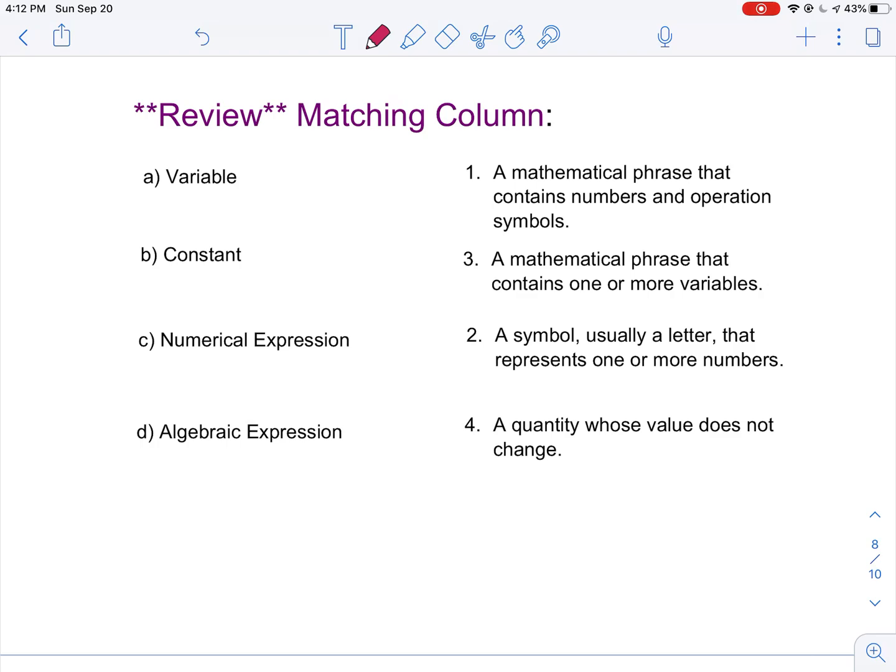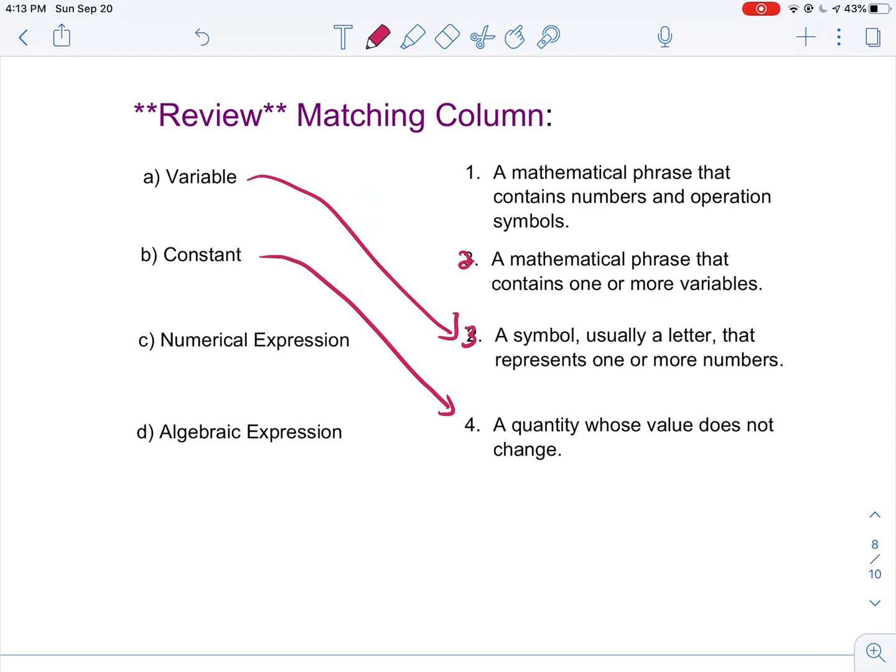Okay, so looking at our choices here, we see that a variable can be defined as a symbol, which is usually a letter that represents one or more numbers. Okay, constant. Constant, if we think of the word itself, means to stay the same. So where is constant? Well, looking at number 4. Oh, I switched the order here. This should be a 2 and this should be a 3. Number 4, a quantity whose value does not change. Okay, that makes sense.